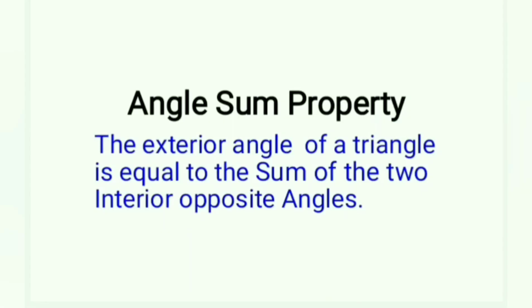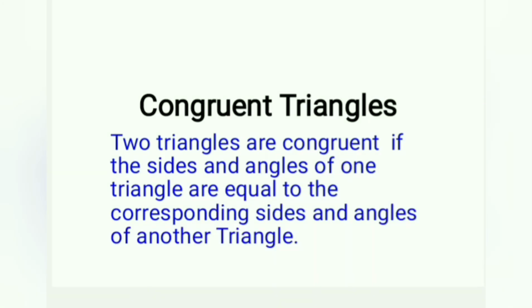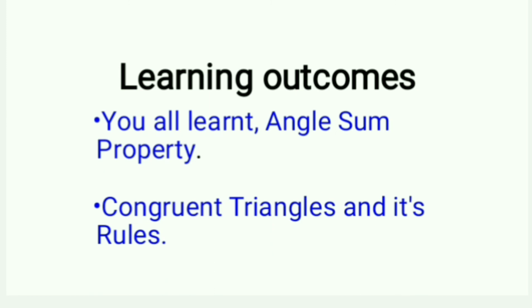Children, let's recap today's class. Angle sum property: the exterior angle of a triangle is equal to the sum of the two interior opposite angles. Congruent triangles: two triangles are congruent if the sides and angles of one triangle are equal to the corresponding sides and angles of another triangle. Learning outcomes: at the end of the class, children all learnt what is angle sum property and the concept of congruent triangles and its rules.